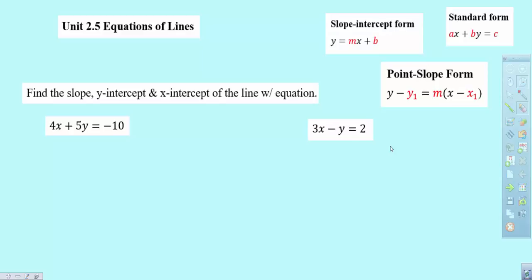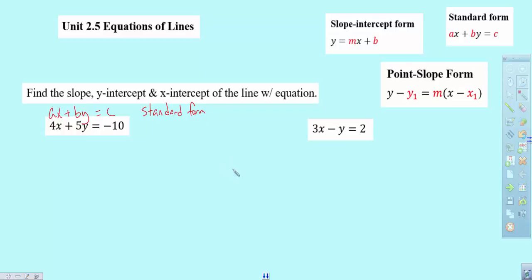So to start us off, recall that this is standard form. Standard form is in the format where you have ax plus by is equal to c. And so that's standard form.